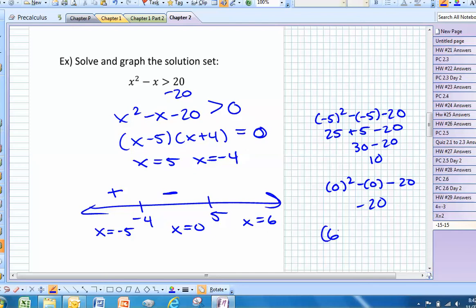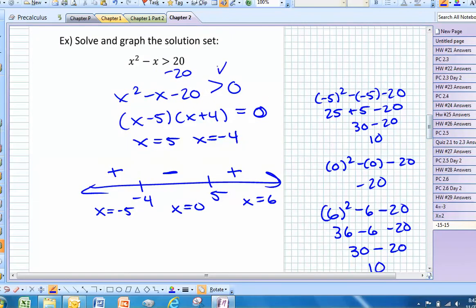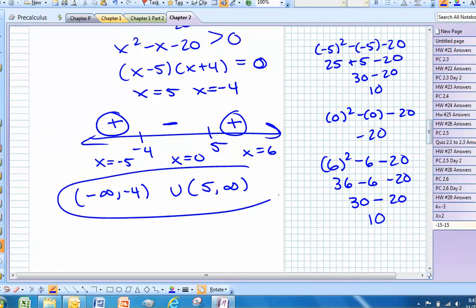And when I put 6 in, notice you also get 10. So therefore it is positive here. Now if I look at here, it says that I want greater than 0, so that means I'm going to choose the ones where it's positive. So it's less than negative 4 and greater than 5. If it said less than, then I would use the negative ones between negative 4 and 5. So this is my final answer.